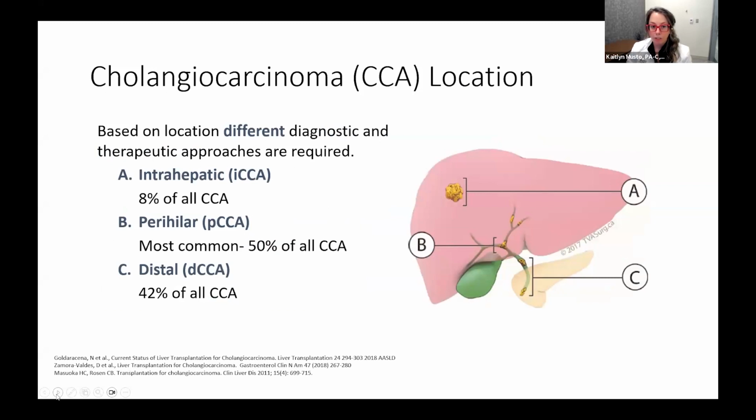Letter A shows an intrahepatic lesion, so this is inside the liver, arising from the bile ducts. B shows a perihilar cholangiocarcinoma. This is a lesion that happens right at the bifurcation of the right and left bile ducts. And then C is a distal cholangiocarcinoma or extrahepatic, which occurs in that main duct outside of the liver.